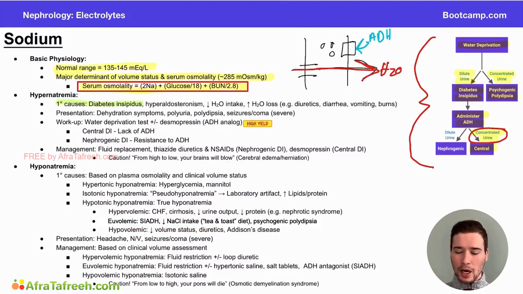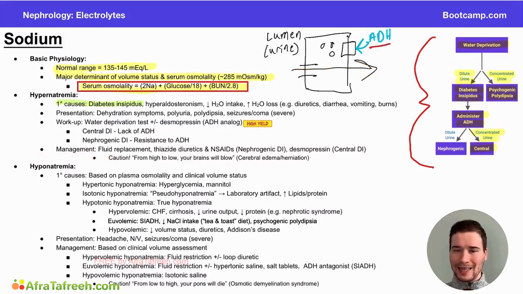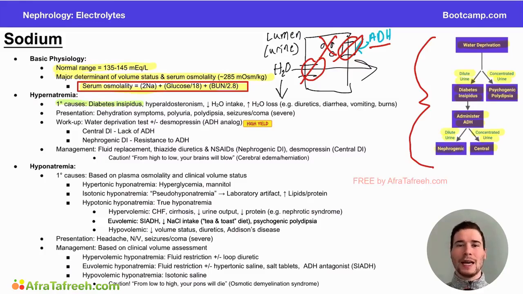However, if this does not occur in that we give them this exogenous ADH and yet our urine remains dilute, that means that this receptor or the response to the ADH was not working. This channel is not going to open up. We're not going to secrete more aquaporins. So this whole system essentially does not work, and thus our water will continue to get excreted in the urine, causing this continued dilute urine. This indicates we have nephrogenic diabetes insipidus.